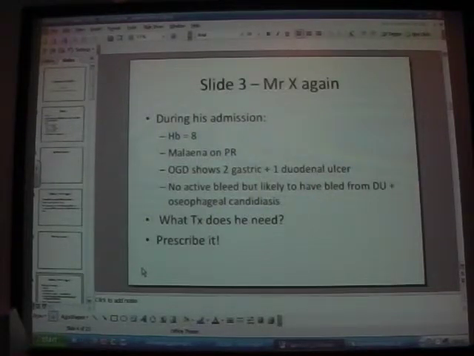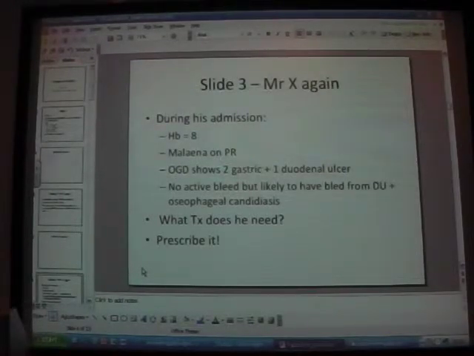So you put them on an IV infusion of a PPI of some kind, yeah? But because this wasn't actively bleeding, oral is fine, you need to give them a high dose of a PPI for 4 weeks and then keep them on a maintenance dose after that for a bit longer. What about the esophageal candidiasis? What do you want to give for that?